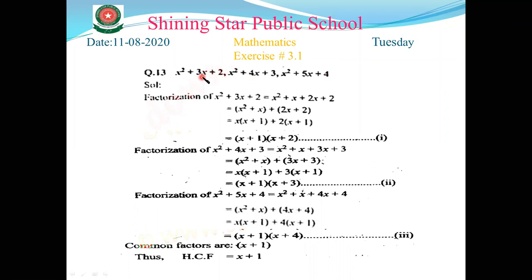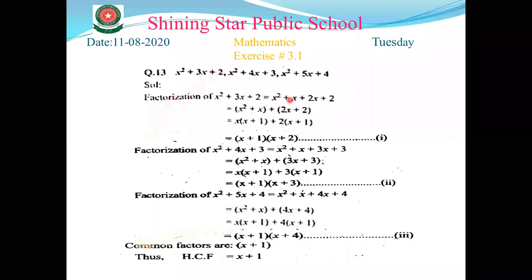And when we factorize the first term, we have to find two numbers. If we multiply them, we must get 2. And if we add them, we must get 3. So the numbers are 2 and 1, because when we add 2 with 1, it becomes 3.